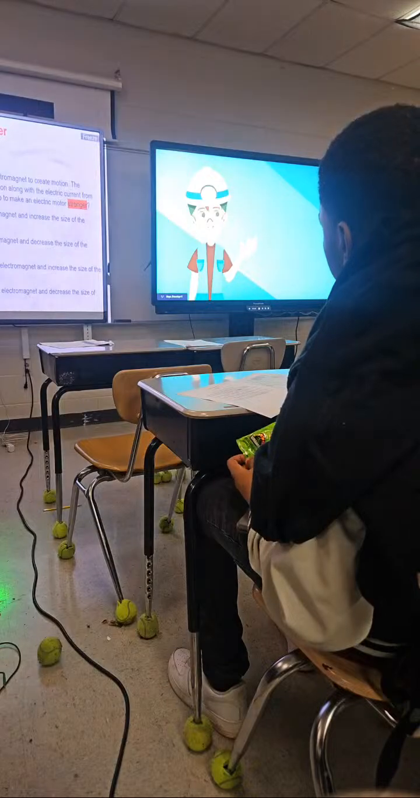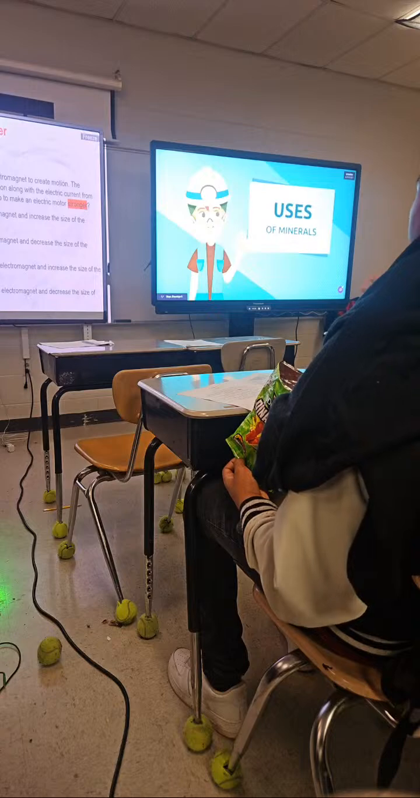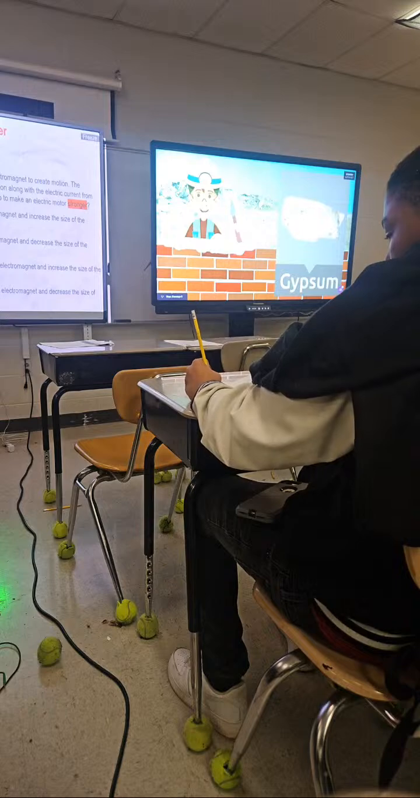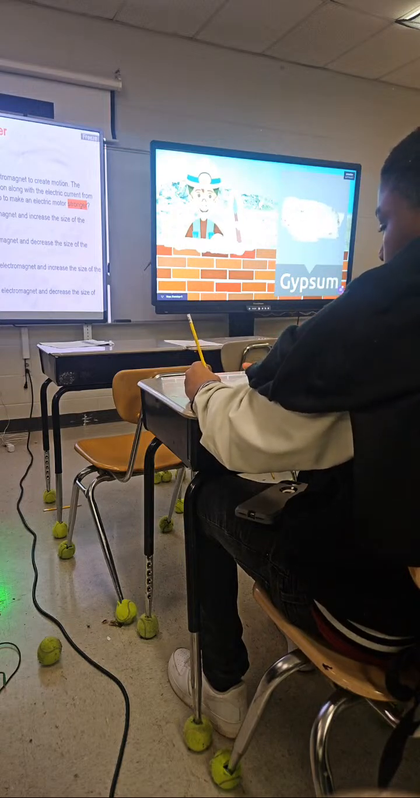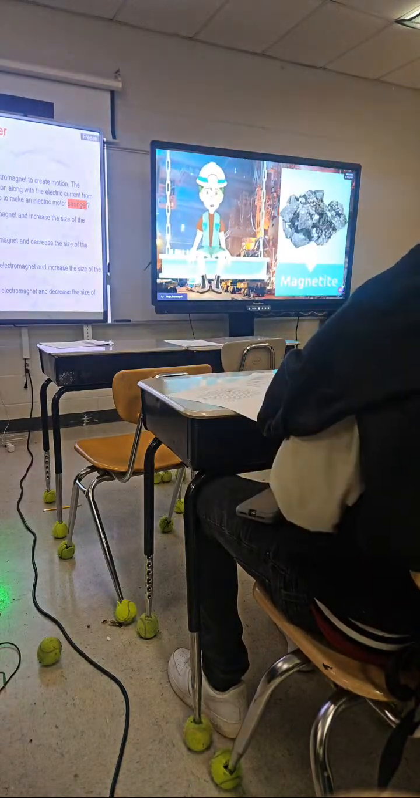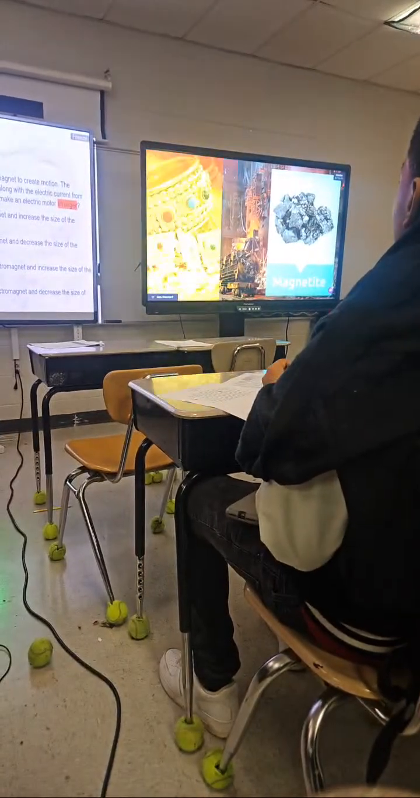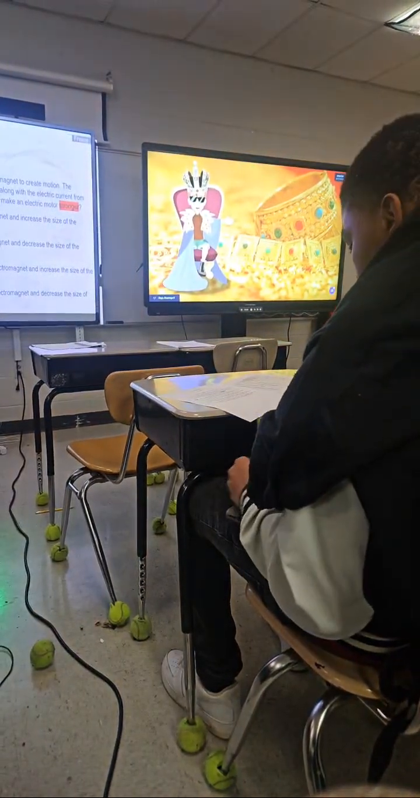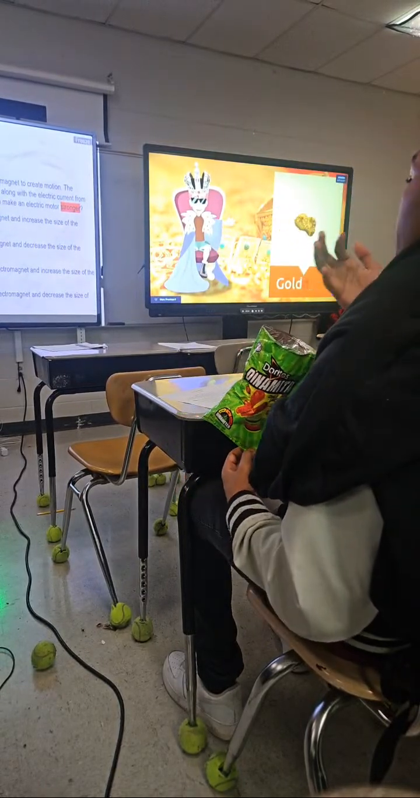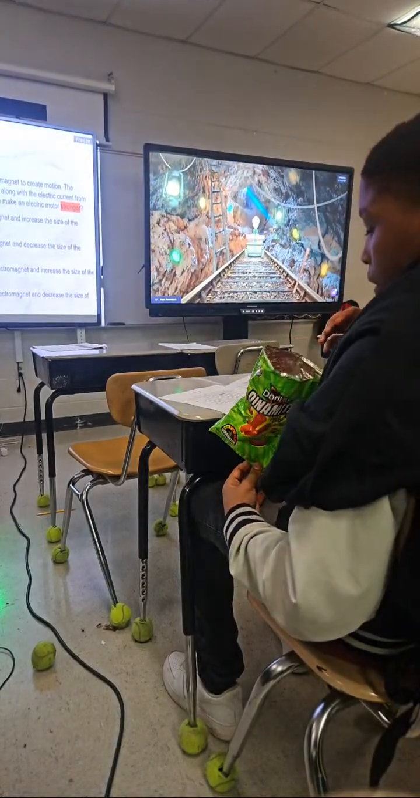Did you know that we use minerals for many things? Let's look at some examples. Gypsum is a mineral used in construction. It helps to smooth out the surface of walls before painting them. To make metals like iron, we use a mineral called magnetite. To make jewelry, we use minerals like diamonds, gold, or emeralds. What an adventure!